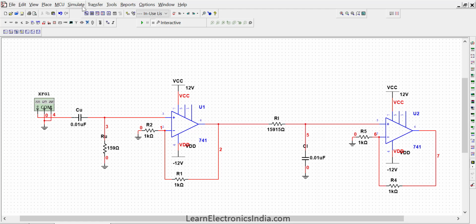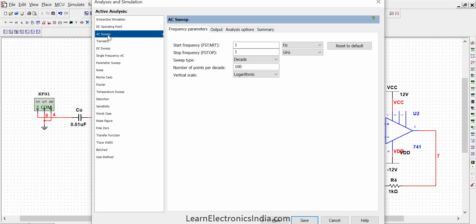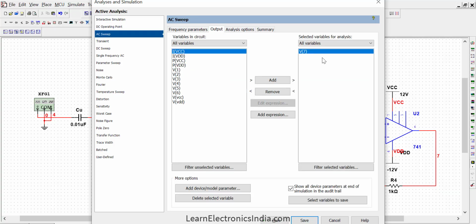To see the frequency versus amplitude graph, let's click on Simulation, Analysis and Simulation. Then select the AC sweep. Let's have start frequency as 1 Hz, stop frequency as 10 MHz, sweep type as decade, number of points per decade as 100, and vertical scale as logarithmic.